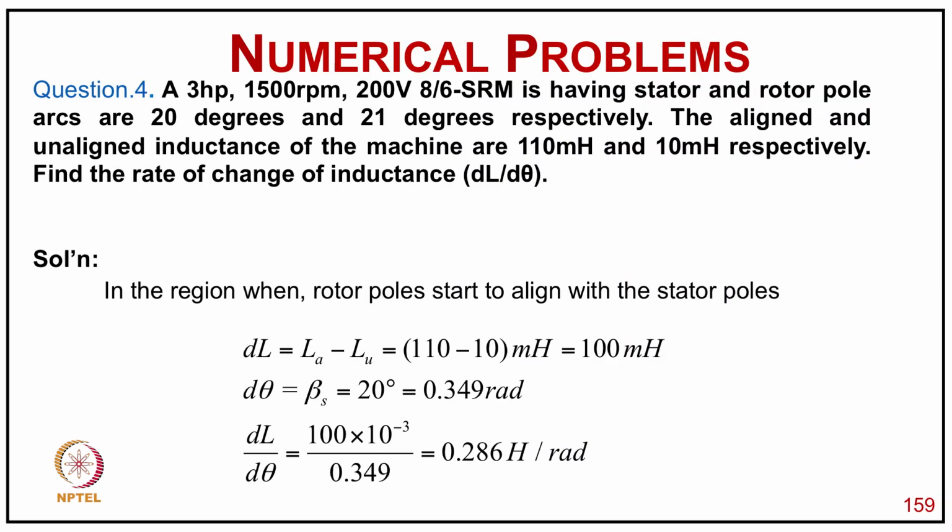Now question 4: a 3 HP 1500 rpm 200 volt 8 by 6 SRM having a stator and rotor pole arc of 20 degrees and 21 degrees respectively. The aligned and unaligned inductance of the machine are 110 and 10 millihenry. Find the rate of change of the inductance.